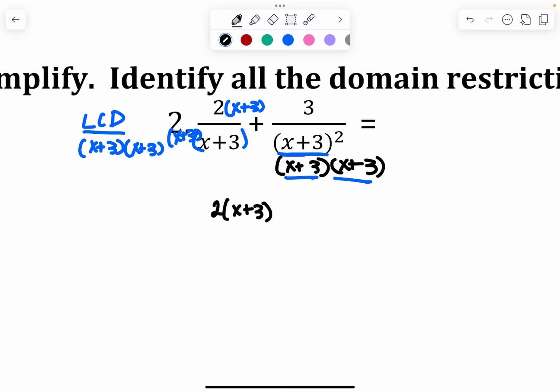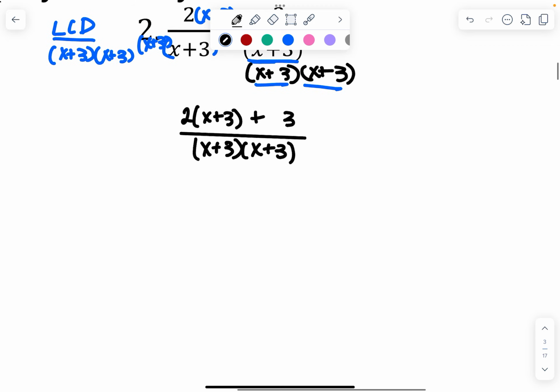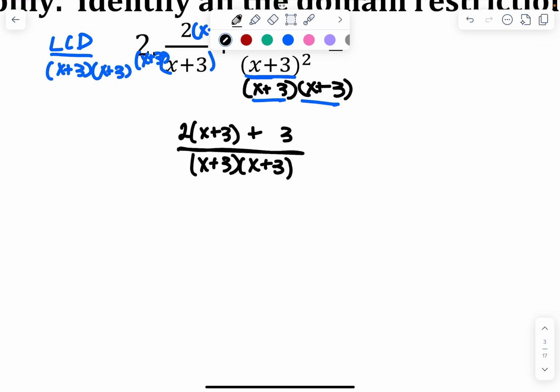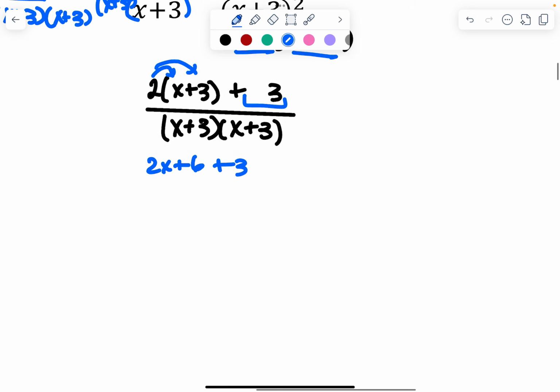And so that gives me 2 times the x plus 3. That 2 is going to get distributed, plus, and then we didn't do anything to the second fraction. And all of this is going to be over x plus 3. Sometimes I skip to just writing the final fraction, just one fraction bar, and then just focus on simplifying the numerator. And so distribute your 2. You get 2x plus 6, and then we still have this plus 3.